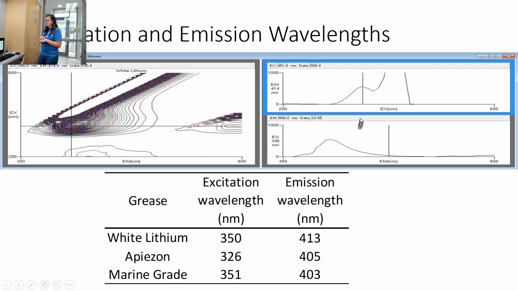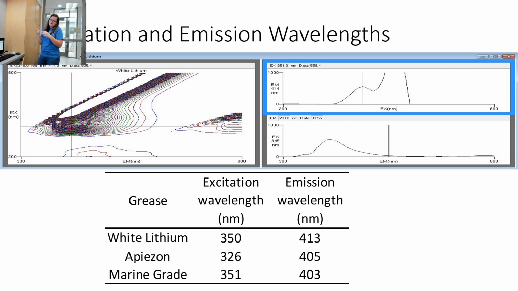So there was a problem. Normally, the baseline is about 700 volts. I had to lower it to 400 volts because that white area in the middle is called flat topping. That's when your signal is too fluorescent. And so these were the excitation and the emission wavelengths that I got for the 3 solid greases. The AP-azon was the most distinct because it was at 326 compared to 350.